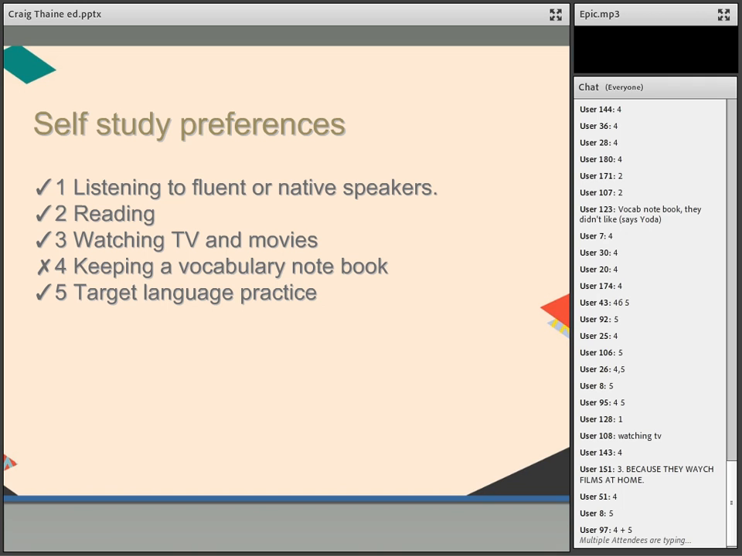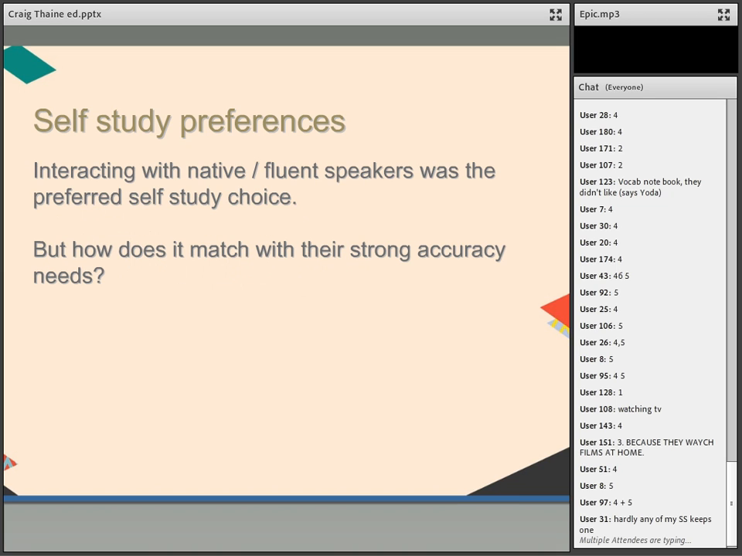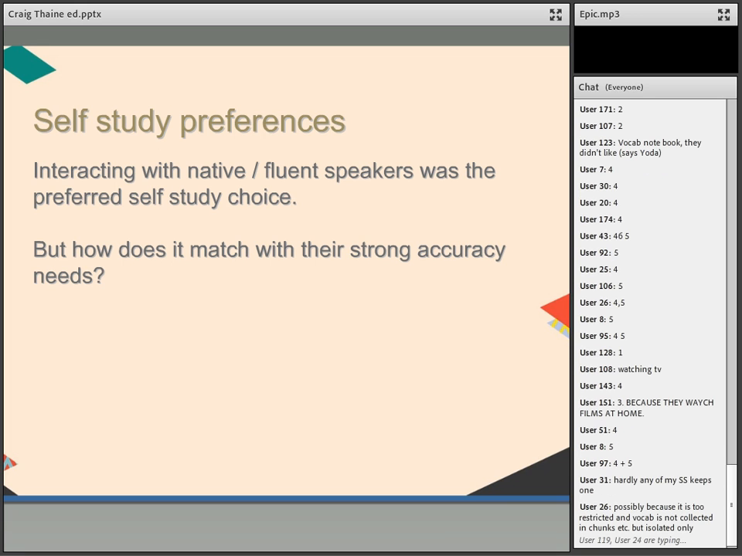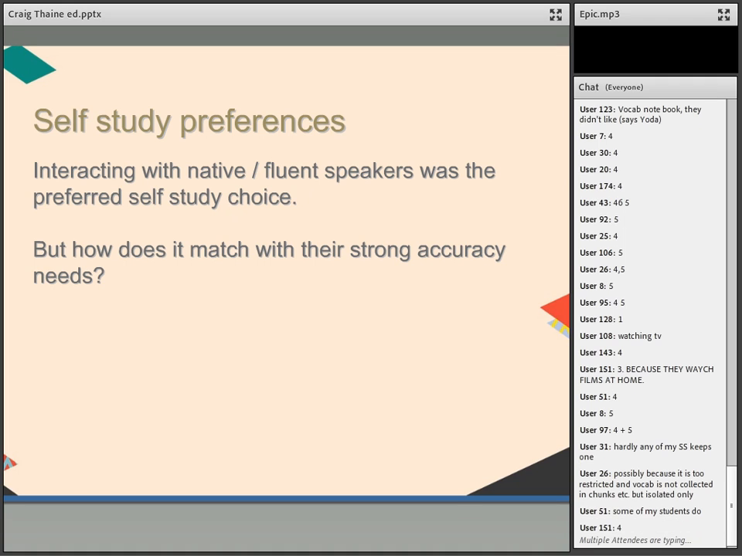It was quite interesting. Now, one of the things that I was interested in is the fact that by far the most popular independent learning strategy that these learners had involved actually interacting with native or fluent speakers. That was their preferred self-study choice. But as we've already noted, a lot of the needs that they expressed were to do with language accuracy and focusing on accuracy. So I felt there was a bit of a mismatch between the two, and I asked them about this.